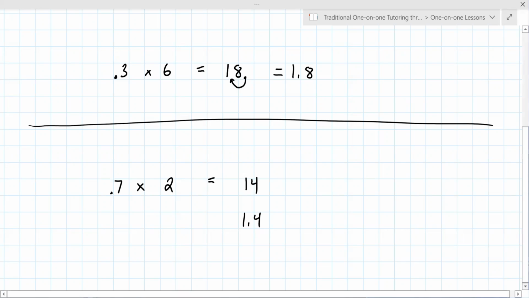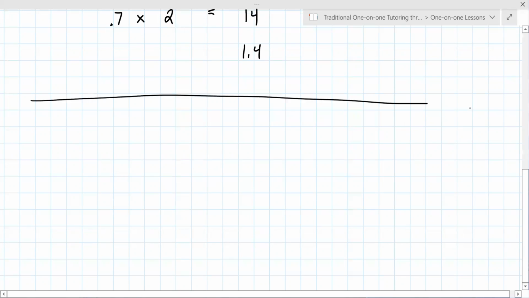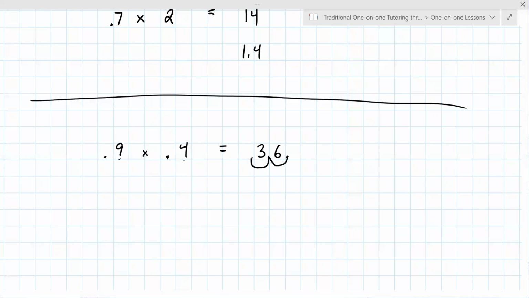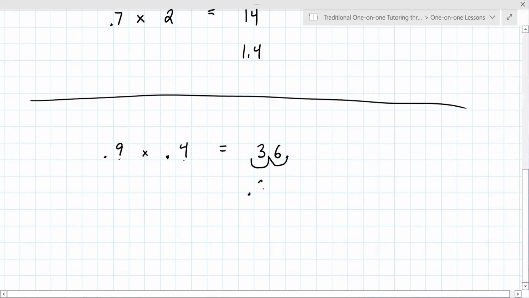All right. So then we moved on to some harder questions. I said, well, what if they are both decimals? Like, what is 0.9 times 0.4? And we talked about, okay, 9 times 4 is 36. But because you have 2 decimal places, you have to move that decimal back 2 times. So it becomes 0.36.